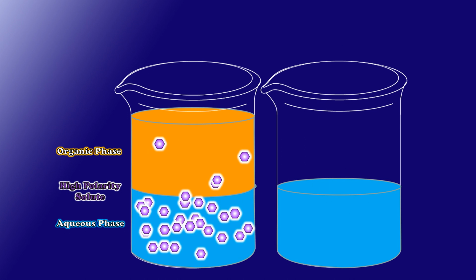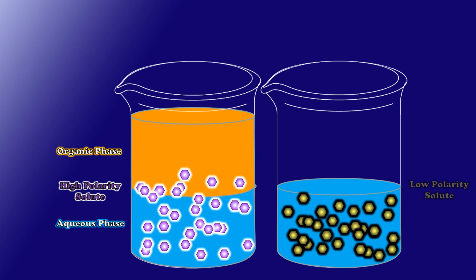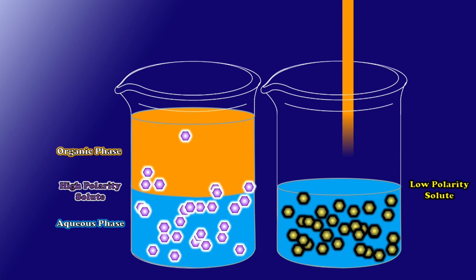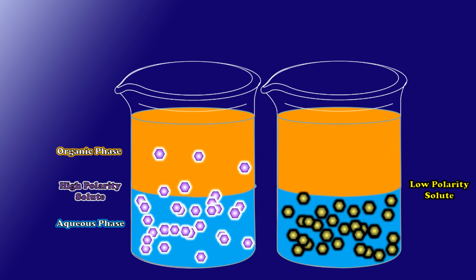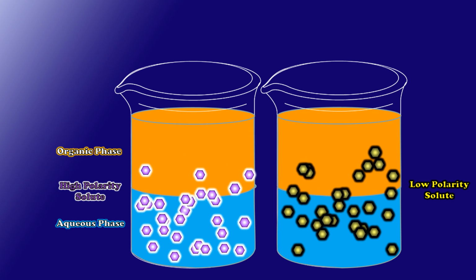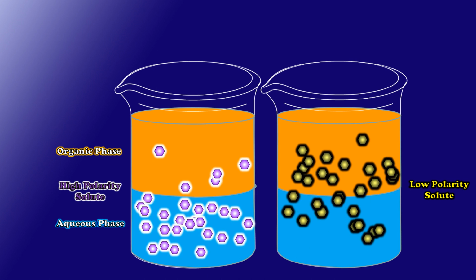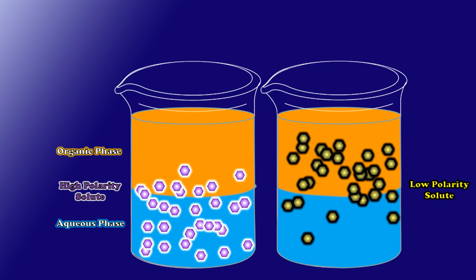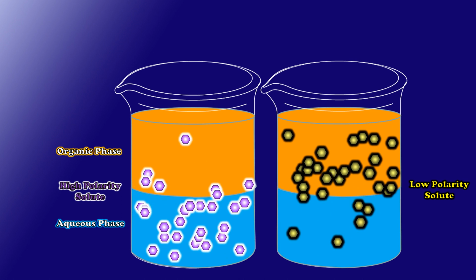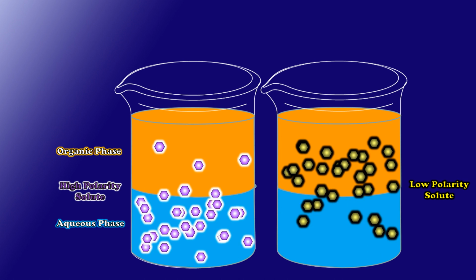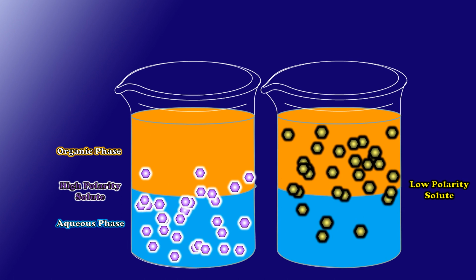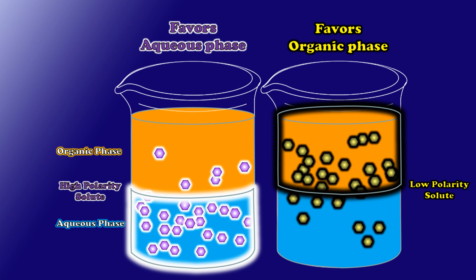Now let's turn our attention to the second beaker. This time I'm going to use an aqueous solution containing a low polarity solute. And again, I'm going to add my organic phase to the top here and allow equilibrium to establish itself. But because my solute in this case is lower in polarity, it has less of an affinity for being dissolved in the aqueous phase and actually prefers the organic phase. So now that the dynamic equilibria are established, we can clearly see a difference here: the high polarity compound has accumulated in the aqueous phase, while the other has accumulated in the organic phase.